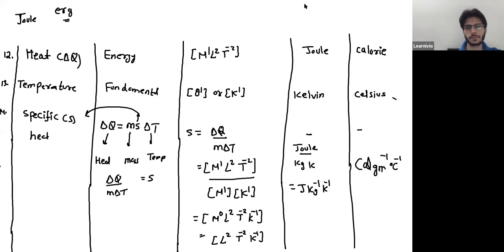What did you write for the CGS unit? Calorie per gram per degree Celsius. Sir, what have you written in the CGS? It's calorie per gram per degree Celsius. I'm just leaving, Rashad, in 2 minutes. It's calorie per gram per degree Celsius.